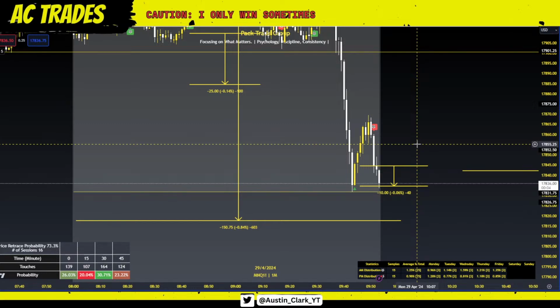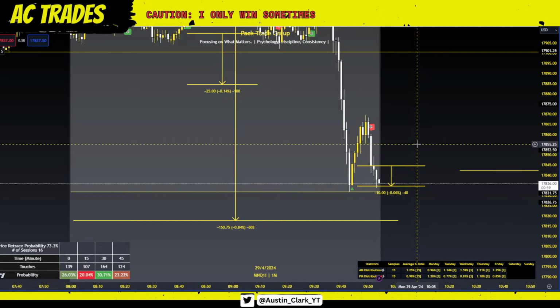ES retraced back to midnight open, bounced to yesterday's high, then pulled back to midnight open and rejected. Any higher high is a probability short. Yes, sir. There you go, Ed. And Ed brings up an amazing point, too.